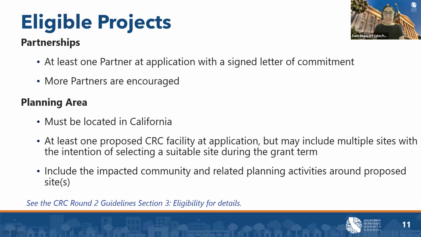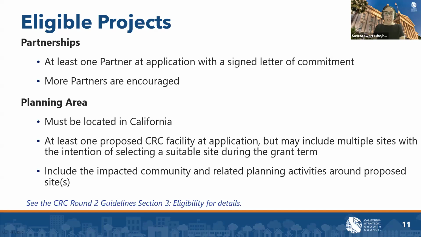A planning area could be a neighborhood, a city, or a county, depending on your geographic context. But the planning area must be based in California and must identify at least one proposed CRC facility. You may include multiple CRC sites with the intention of selecting a suitable site if awarded.